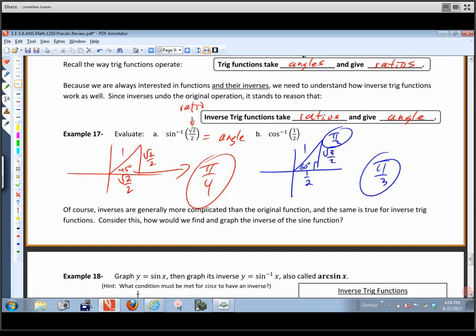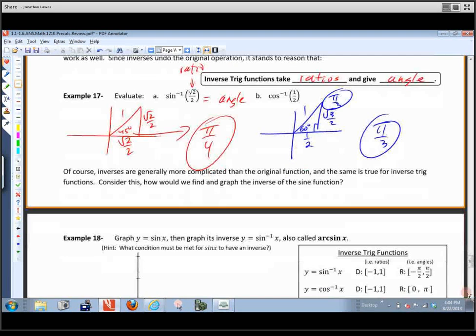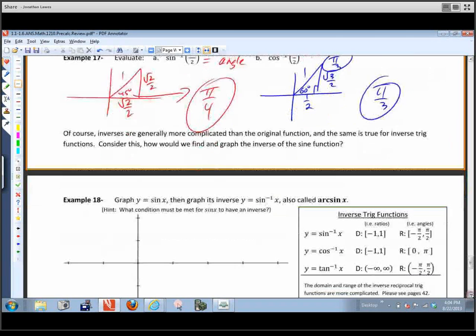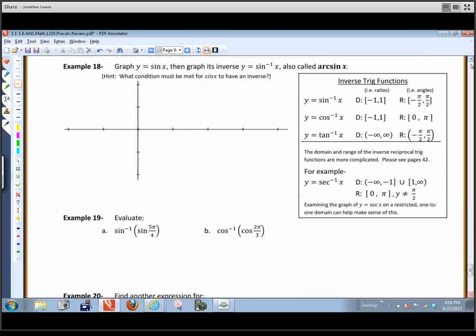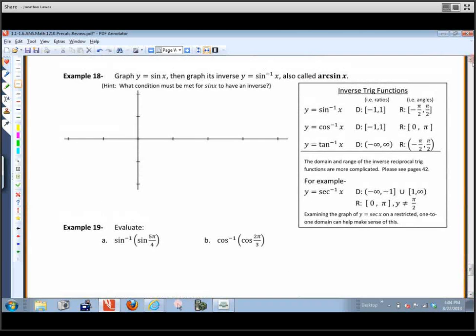And now we're going to look at some things that are just a little bit more complicated than just solving those. And I asked you to think about why there would just be one answer to each of these. And we're going to discuss why there's just one answer to each of those right now. So let's take a look at this problem right here. It says graph y equals the sine of x, and graph its inverse, y equals sine inverse of x. And sometimes we also call that the arc sine.